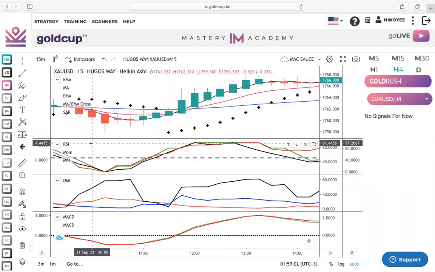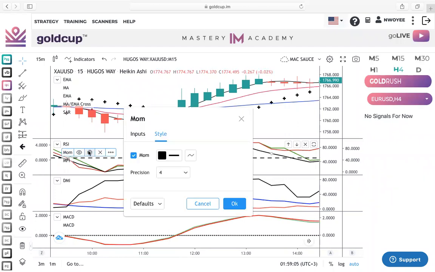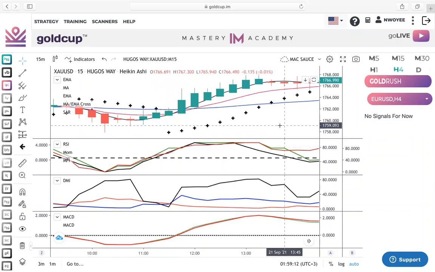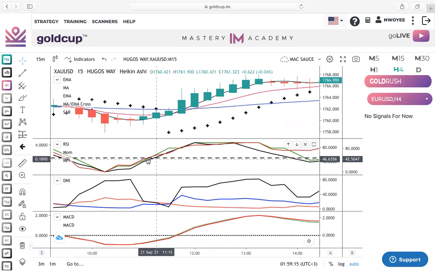Now, let me show y'all something. Remember when I had you guys put 50 somewhere? I think it was on the RSI. Yep, RSI. I had you put 50 right here. Why are we putting 50? This dotted line represents the 50 mark, the 50 upper limit. So whenever the indicator crosses that 50 mark going up, that's a confirmation that you should get in for a buy on that trade.